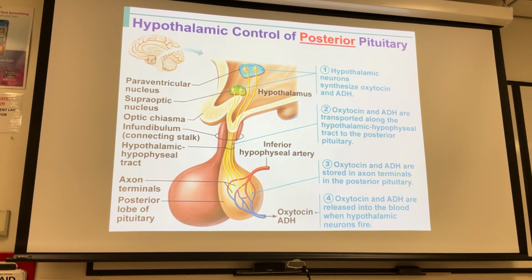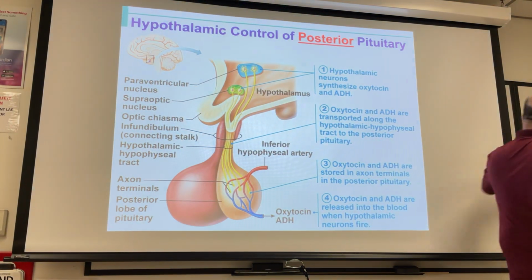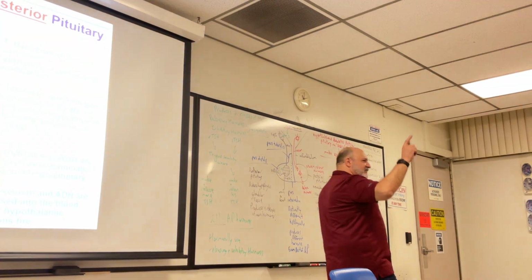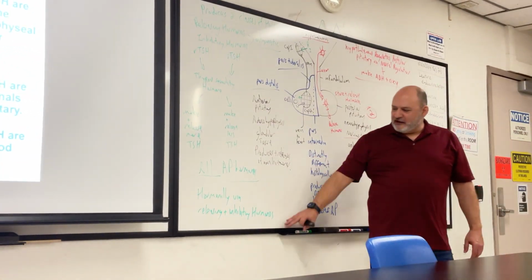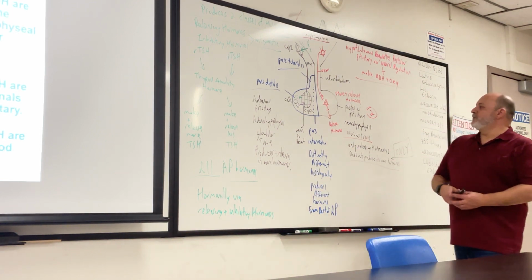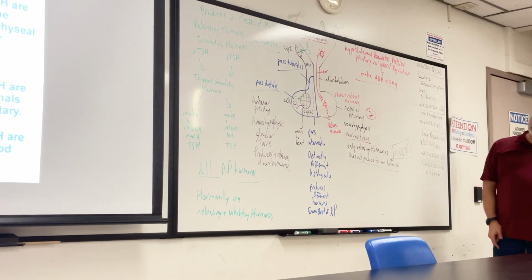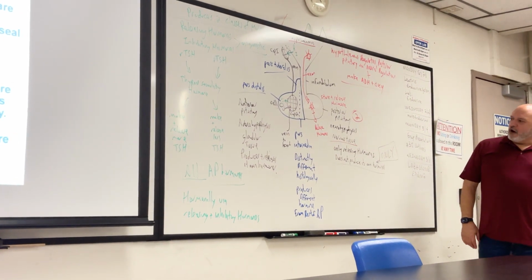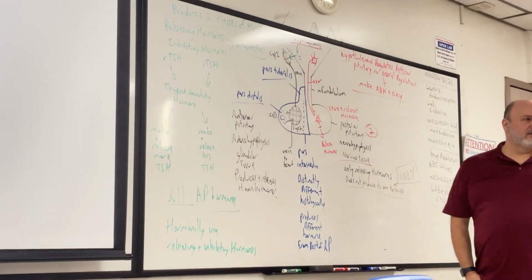So, the take-home message is when we talk about all the hormones of the pituitary gland, all of them, the anterior pituitary, with the exception of the one that has the asterisk next to it, is controlled hormonally via releasing and inhibiting hormones. And the two hormones, oxytocin and antidiuretic hormone, are controlled neurally via the hypothalamus.